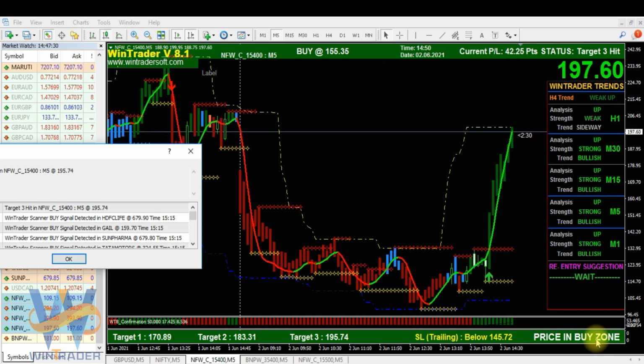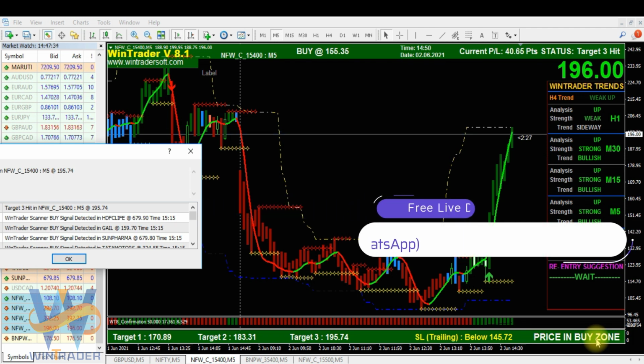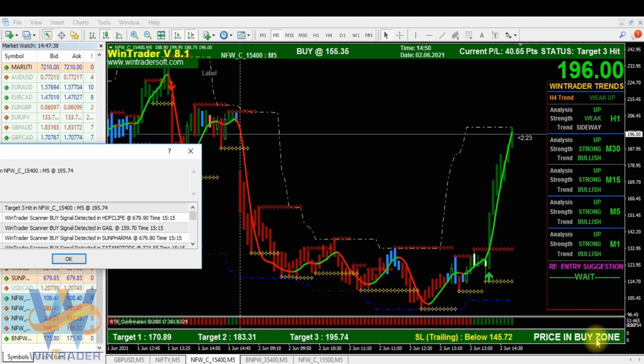Here I mentioned the buy trade only, so long trade only. Here the buy signal was generated, and all the confirmations were also there. So you exit with the third target. After this third target, if the buy trend continues, there will be no other buy signal generated, because the buy signal was already generated and it's continuing.